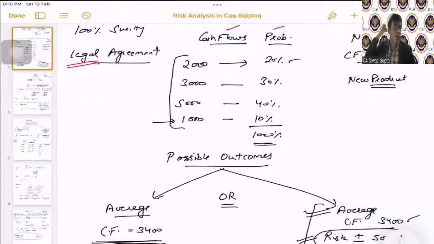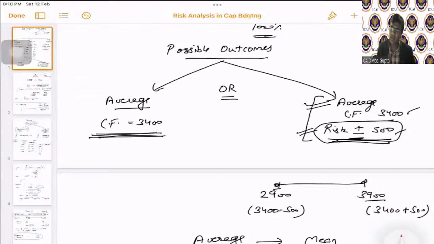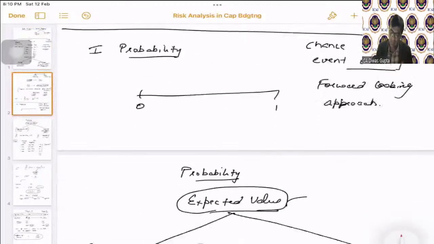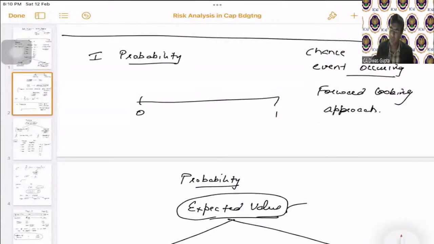You cannot even calculate the cash flows, nor even the probabilities, because let's say you're dealing in a new product. Now we studied what is the meaning of possible outcomes, right? And we discussed what we actually mean by probabilities. Let me come to the probability.